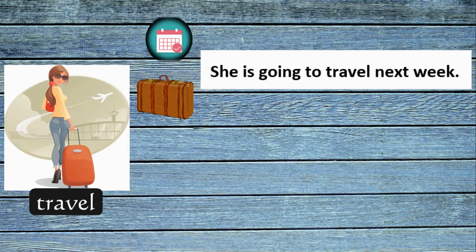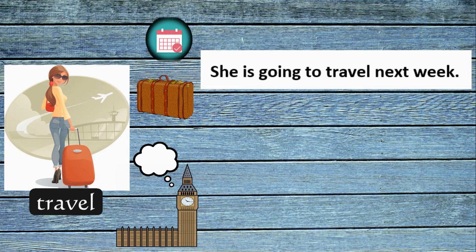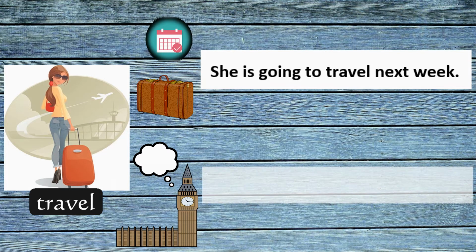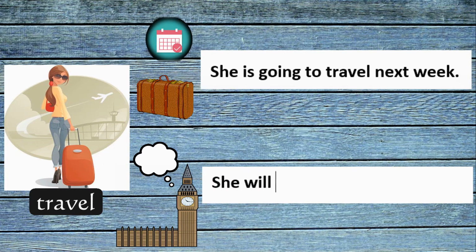Now, let's consider a different situation. Let's imagine it's her dream to travel in the future, but we don't know if she is really going, and neither when nor how. It is uncertain, a distant future, so here we can use will. So, still using the example about traveling, we can say, she will travel in the future.